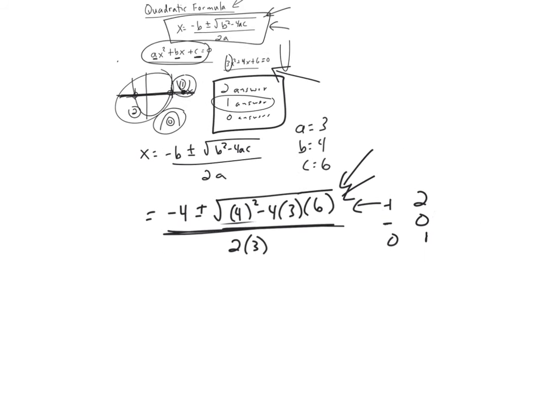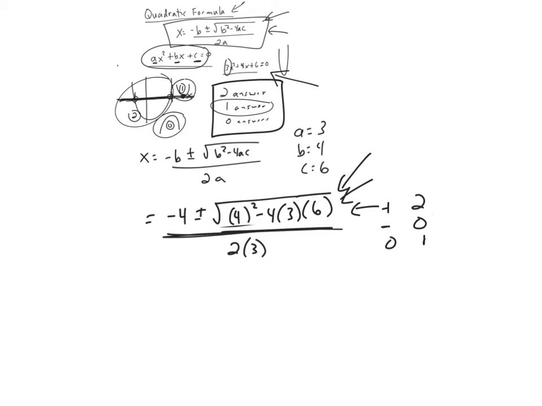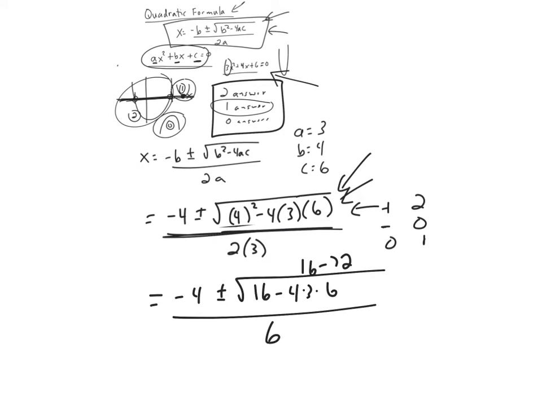It looks like it's going to be negative to me. And so we'd have negative 4 plus or minus the square root. Now, 4 squared is going to be 16. And then minus 4 times 3 times 6, that's 12 times 6, which is 72. So that's going to be 16 minus 72. And then the bottom is going to be 6. So 16 minus 72, though, is negative, isn't it? Now, that means I have no answers.